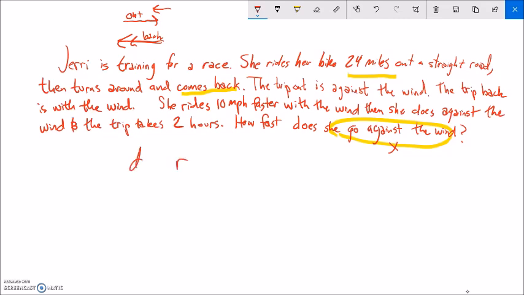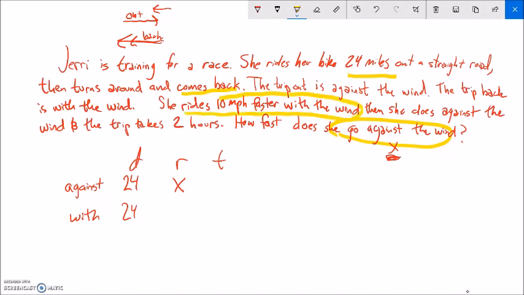And I'm going to make one of these distance rate time charts. Maybe help me organize my stuff. So I have against the wind and I have with the wind. And in both of these cases, the distance is 24. It's 24 miles out and 24 miles back. Now the rate against the wind, I don't know it, so I'm going to let that be that variable x. I do know her speed with the wind. She rides 10 miles per hour faster with the wind. So that should be 10 bigger than this. So that should be x plus 10.